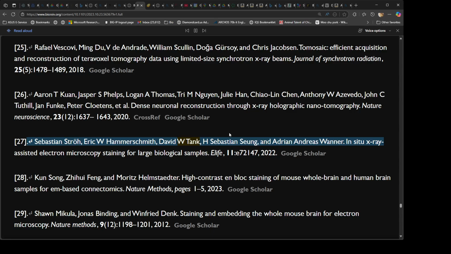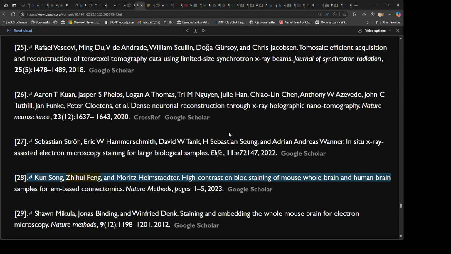Sebastian Stroh, Eric W. Hammersmith, David W. Tank, H. Sebastian Sung, and Adrian Andreas Wanner. In situ X-ray assisted electron microscopy staining for large biological samples. Elife 11, E72147, 2022. Google Scholar. 28.